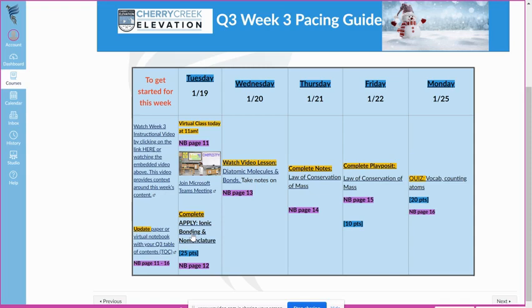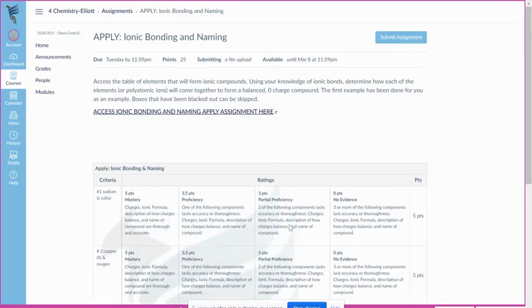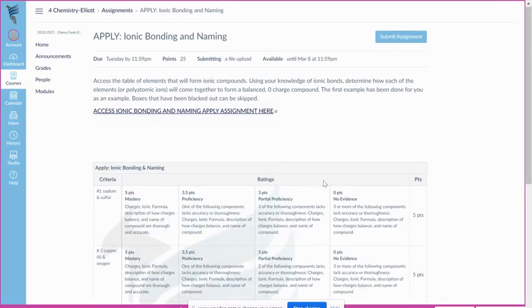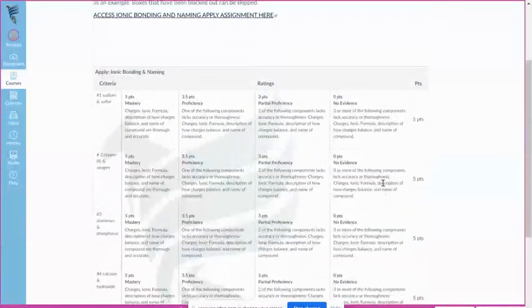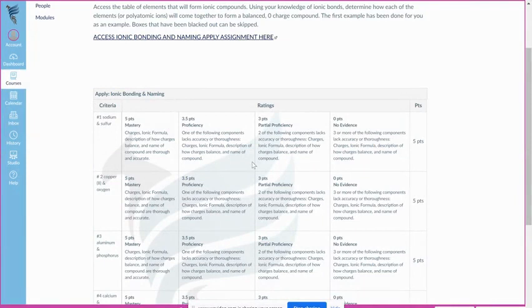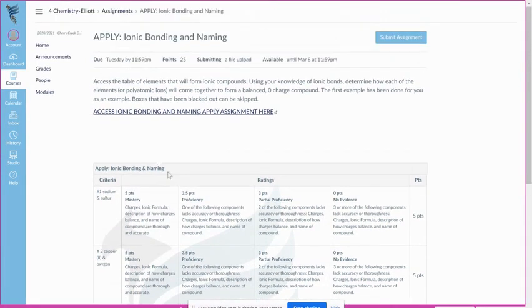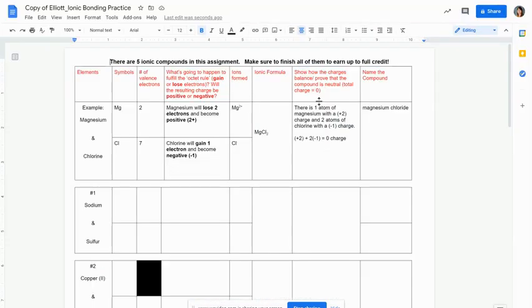When you click on this assignment, it will take you to the following. You can see the rubric here. There are 5 different questions that you're going to be doing, and each of those questions is worth 5 points. I'll be looking for a number of things here: your description of charges, the formula, exactly how those charges balance, and then the name. In this assignment, we're going to be writing ionic compound formulas as well as names.